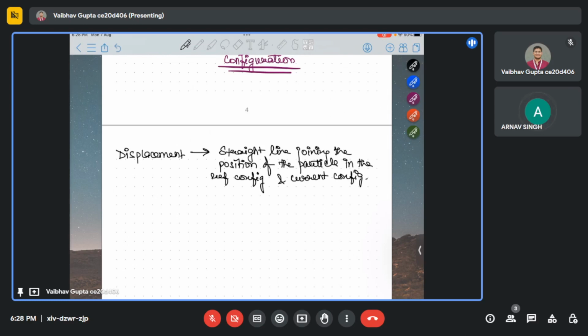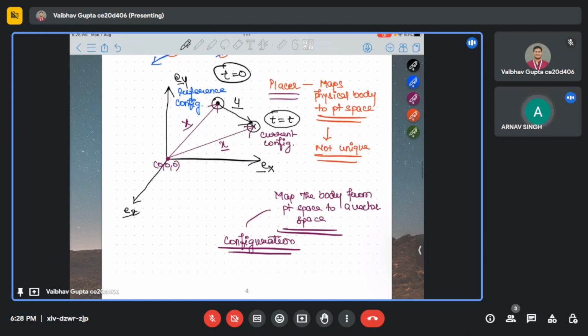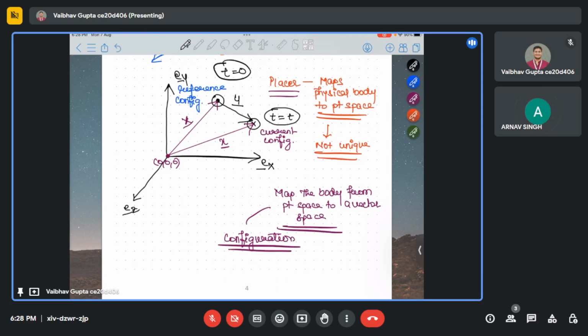Till here all things are clear. See, suppose we have a body. At time equal to 0, it maps from our reference point to the point space. We denote it as reference configuration, capital X. Now at time t, it goes somewhere. We again map it to our reference base and we say it's the current configuration, the position vector of the same particle in the current configuration. So what is the displacement? The straight line that joins the position of the particle in the reference and current configuration.